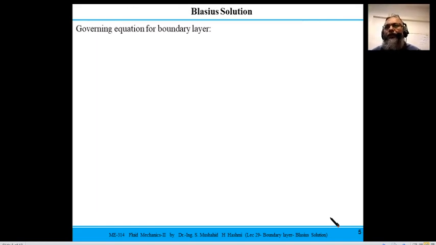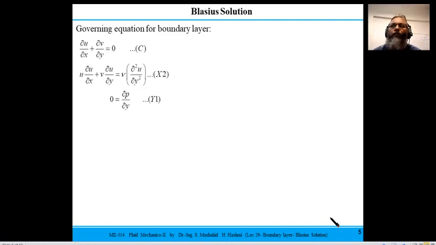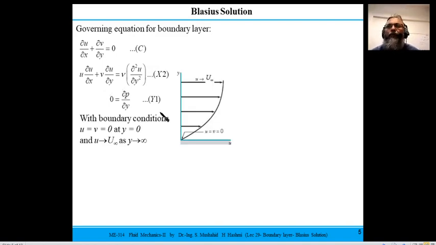Our fluid flow is governed by the governing equations, and we know that in the boundary layer we have simplified governing equations. This one is the continuity equation. This one is the x momentum equation, and you already know that delta, the boundary layer thickness, is much smaller than the characteristic length, which in our case is the length of the flat plate. So using that order analysis, we end up with those governing equations, and we need boundary conditions to solve such governing equations.